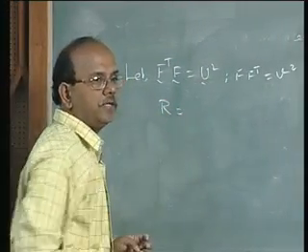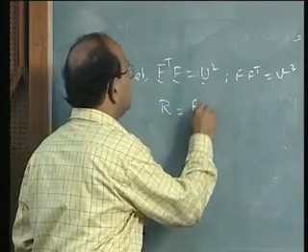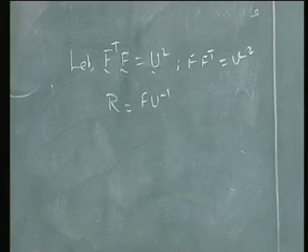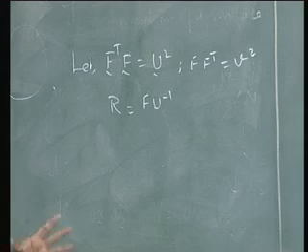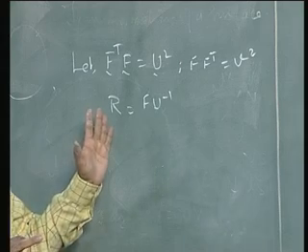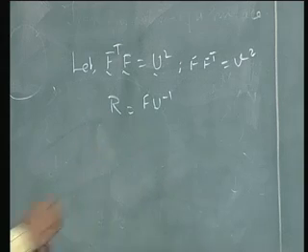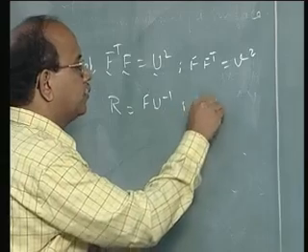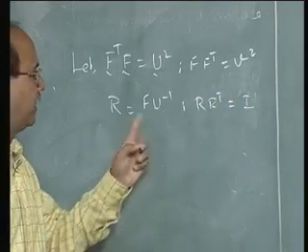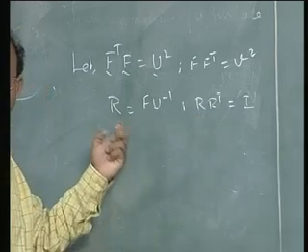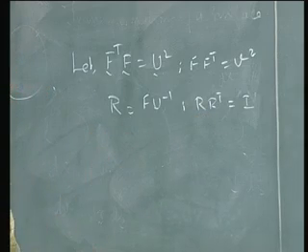Now, let R be equal to F U inverse. Then my first job is to show that R transpose R is equal to I. If I define it like that, is this R orthogonal? Please check.